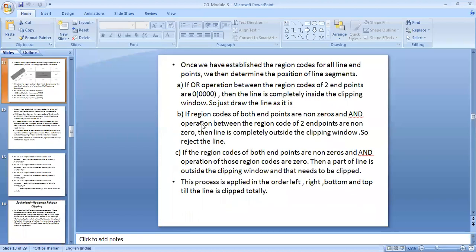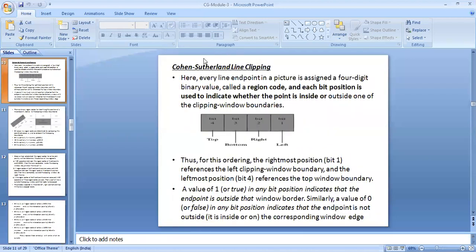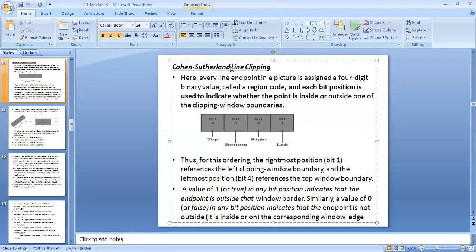This line clipping algorithm's name is Cohen-Sutherland line clipping. Cohen and Sutherland were the two persons who gave this line clipping algorithm, so it is named after them. There is another line clipping algorithm, Liang-Barsky line clipping, that you don't have in your syllabus, so we will not be discussing that.